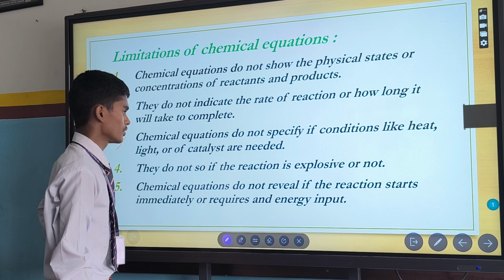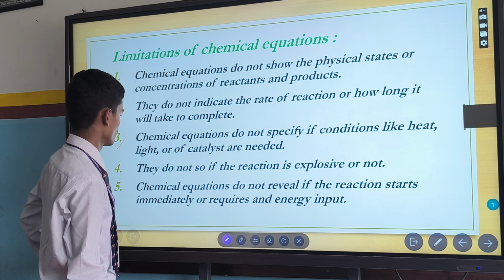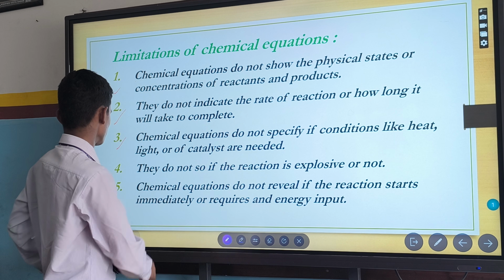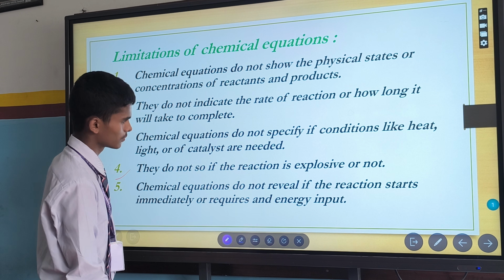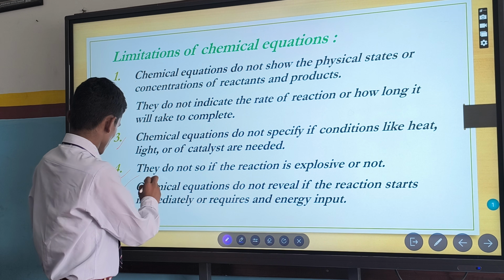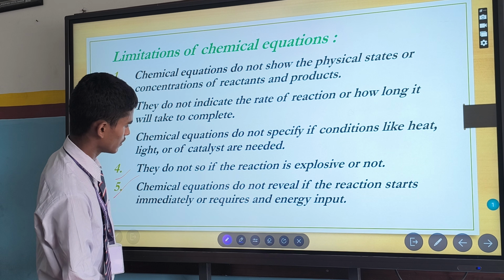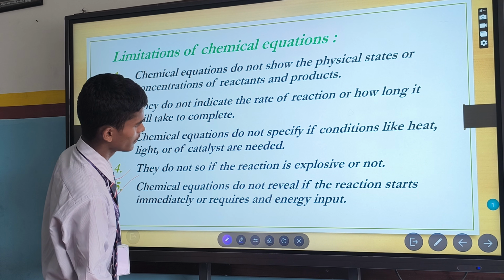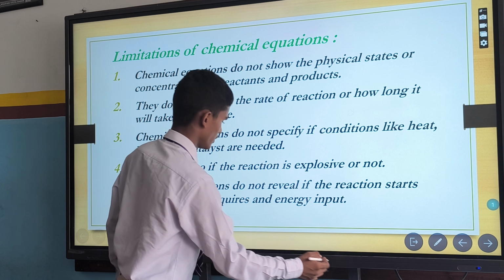Number 3, chemical equations don't specify if conditions like heat, light or catalyst are needed. Number 4, they don't show if the reaction is explosive or not. Chemical equations don't reveal if the reaction starts immediately or requires an energy input.